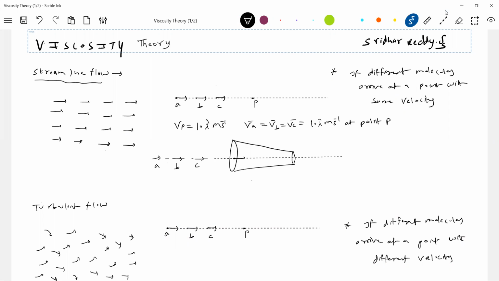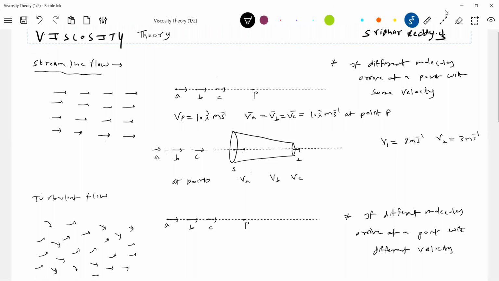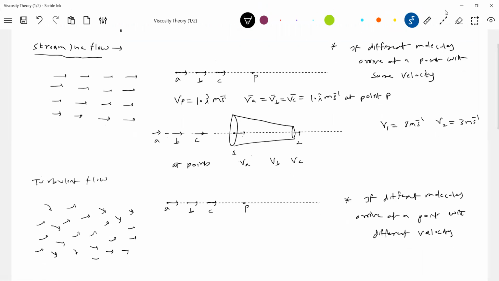These are nothing. So what is the velocity of the liquid here at 1, and this is 2? So V1, if it is say 8 meter per second, the speed of the particle at 2 will be say 3 meter per second. They are arriving. So at point 1, these are the velocities of the particles VA, VB, VC. Tell me what should be the speed of the particles now?